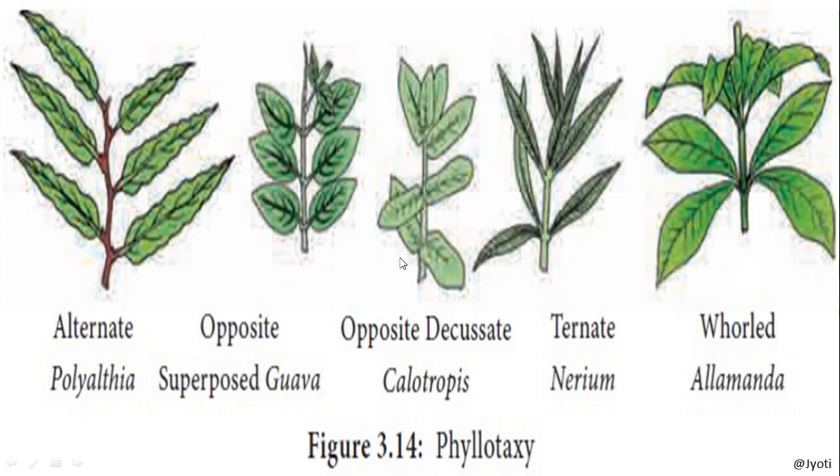But in opposite decussate, you can see two leaves are developed from each node, but the second pair of leaves is present at right angle to the first pair. This is seen in the case of Calotropis. Opposite because there are two leaves from one node, but since the pairs of leaves are at right angle to each other, they are called opposite decussate.